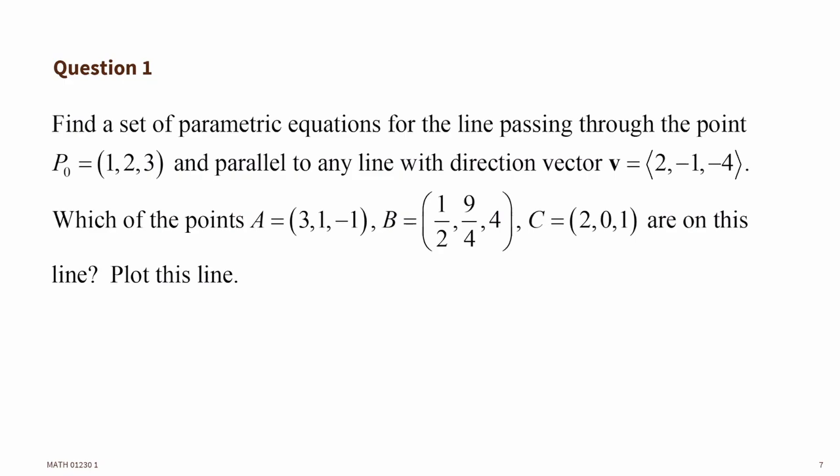Find a set of parametric equations for the line passing through the point 1, 2, 3, parallel to any line that has direction vector of 2, -1, -4. That's the first thing they want us to do. Then they're going to want us to determine which of those 3 points are on the line. And then we will use a graphing utility to plot the line.